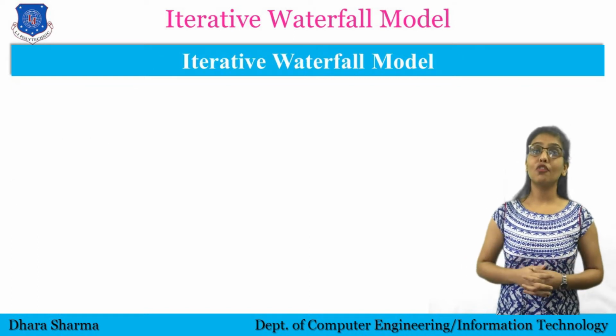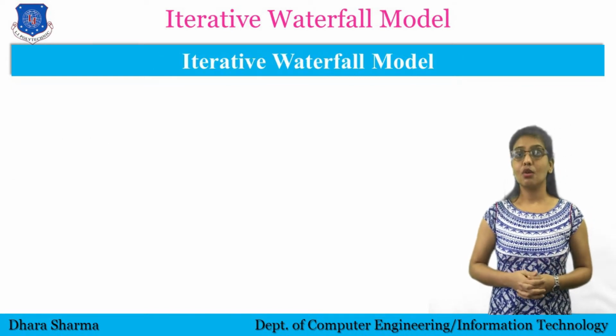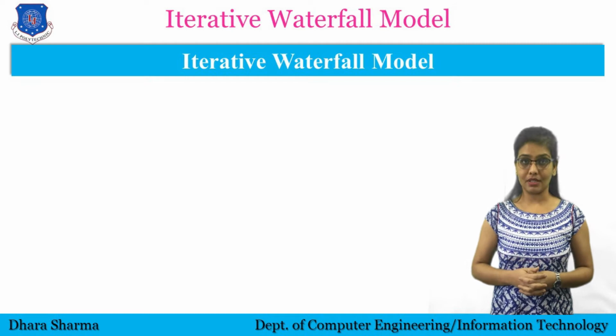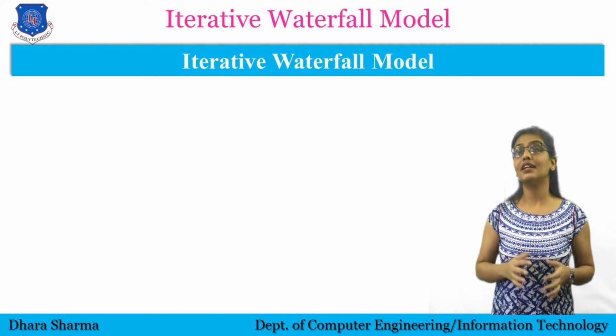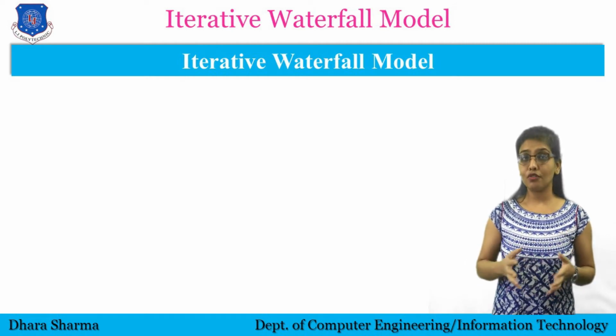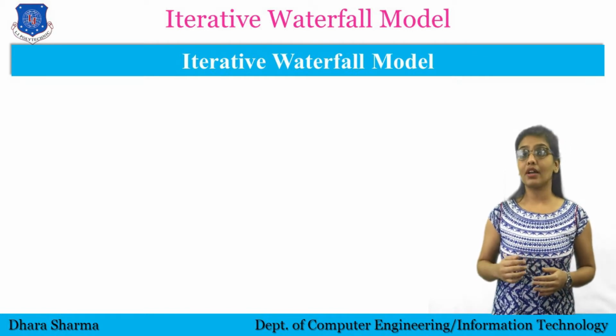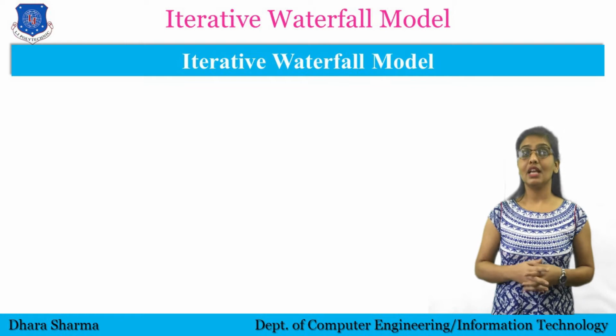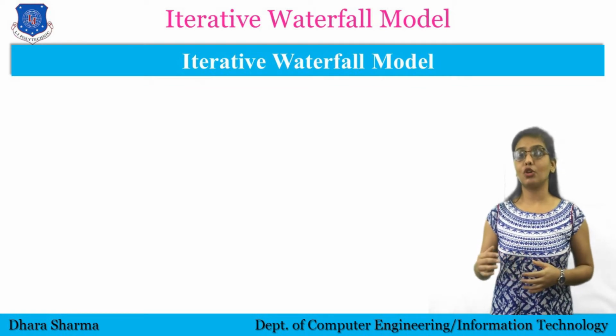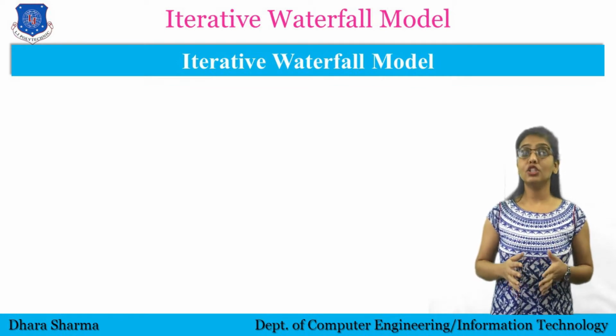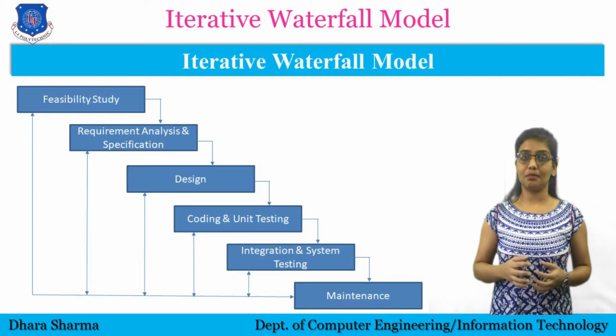So the traditional waterfall model is a theoretical model which is practically not implementable, but all the other models are derived from it. Iterative waterfall model is the same as traditional waterfall model, but the main drawback of traditional waterfall model is overcome in iterative waterfall model. The drawback due to which traditional waterfall model is practically not implementable. Let's understand that with the help of a diagram.